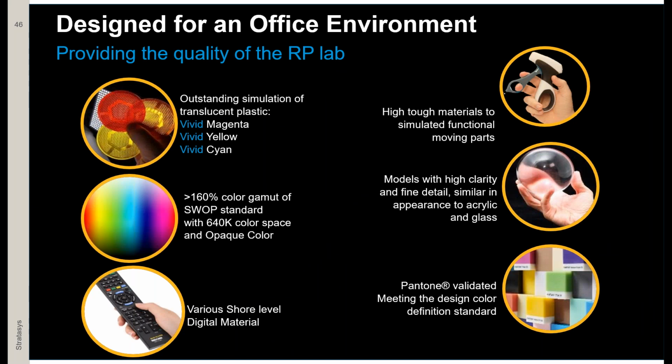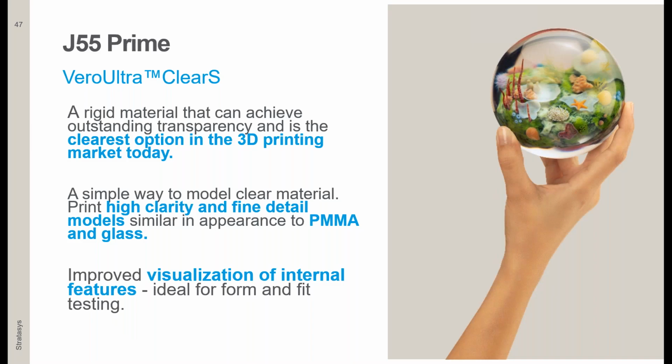When we talk about vivid magenta, vivid yellow, vivid cyan, these are the three basic colors that we talk about, along with the black, the white, the clear, and the rubber-like. All that you achieve with the J series printers is more than 640,000 colors, 640K color spaces that you can choose. And more importantly, we also have Pantone, 1,900 different shades of Pantone. Pantone has validated the Stratasys J series printer for achieving Pantone colors in a single go.